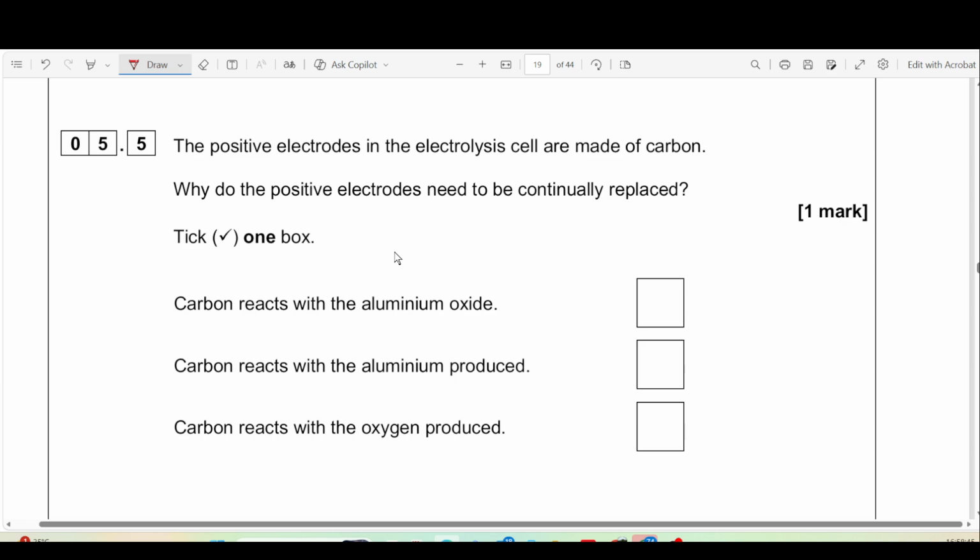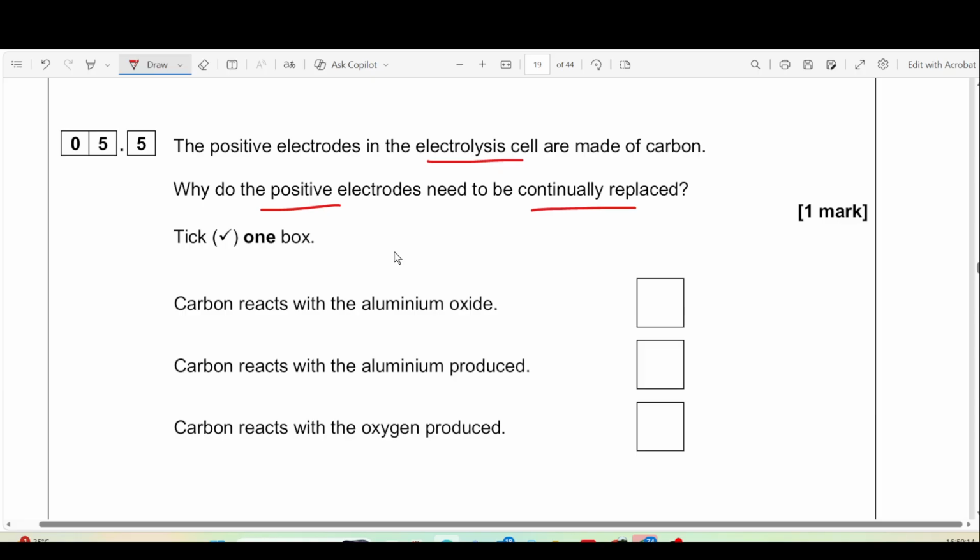The positive electrodes in an electrolysis cell are made up of carbon. Why do the positive electrodes need to be continually replaced? What is being asked is basically that the positive electrodes in electrolysis are made up of carbon. Okay, I got the question.